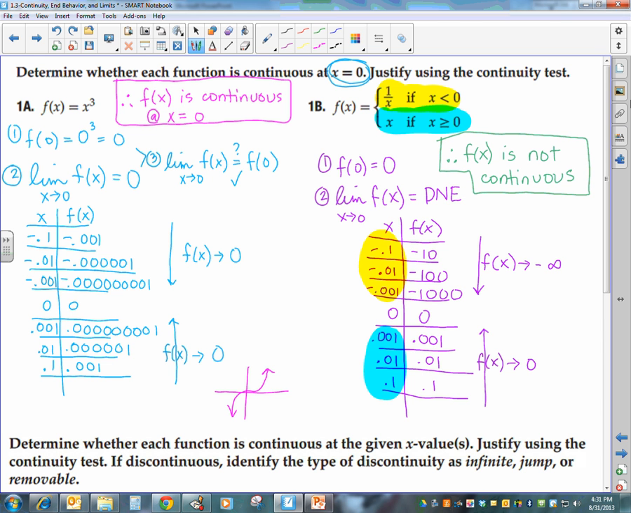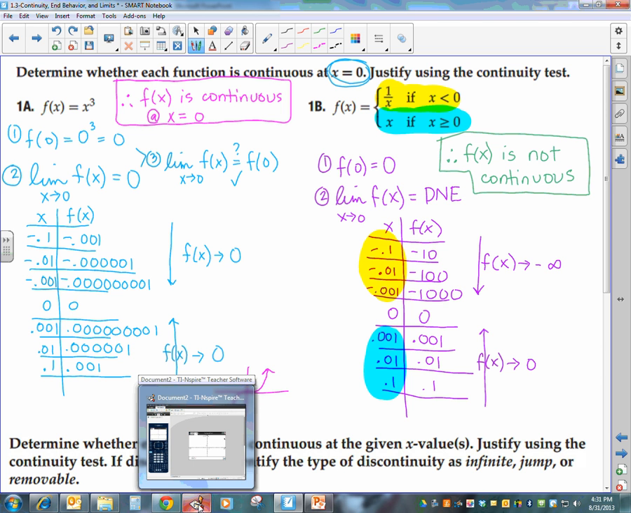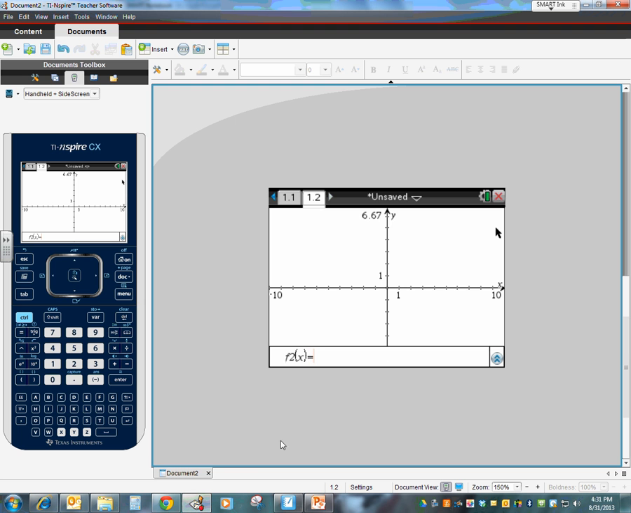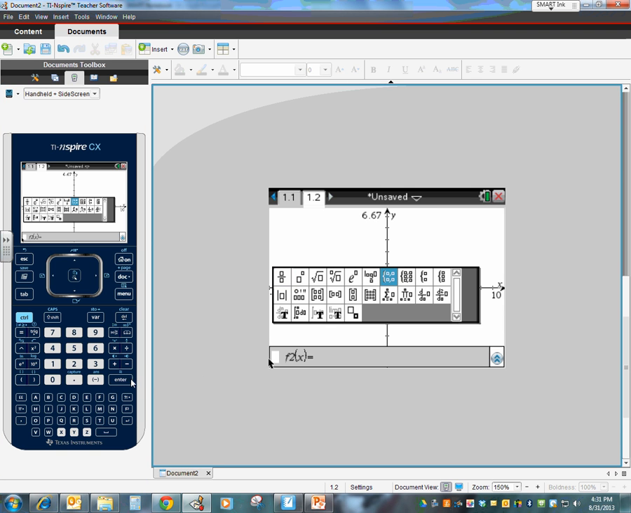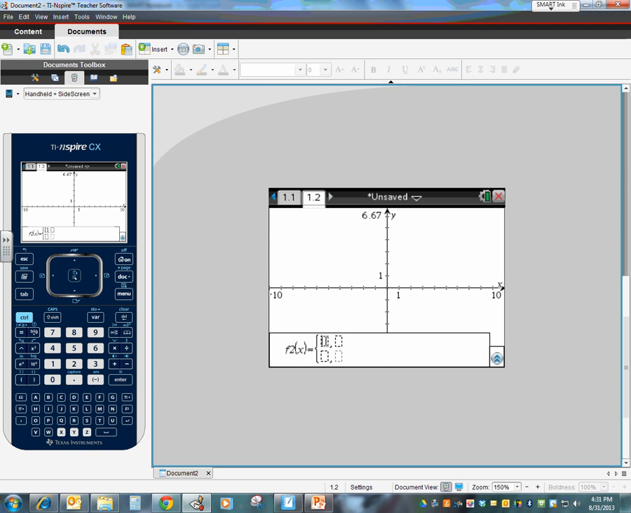Okay. Now, one of the things I wanted to show with this, since we're really using the Inspire a lot, is how easy this is to look at. So we're going to look at the graph of this just to help solidify our understanding. We have a piecewise function, and on your Inspire, if you're on a graphing page within a document, or it can be without a document, but I like to work in documents, I'm going to put in a piecewise function. So I go to the button just to the left of 9 that allows me to pick my piecewise template. I click on it, I press enter, and now I'm going to type in my function.